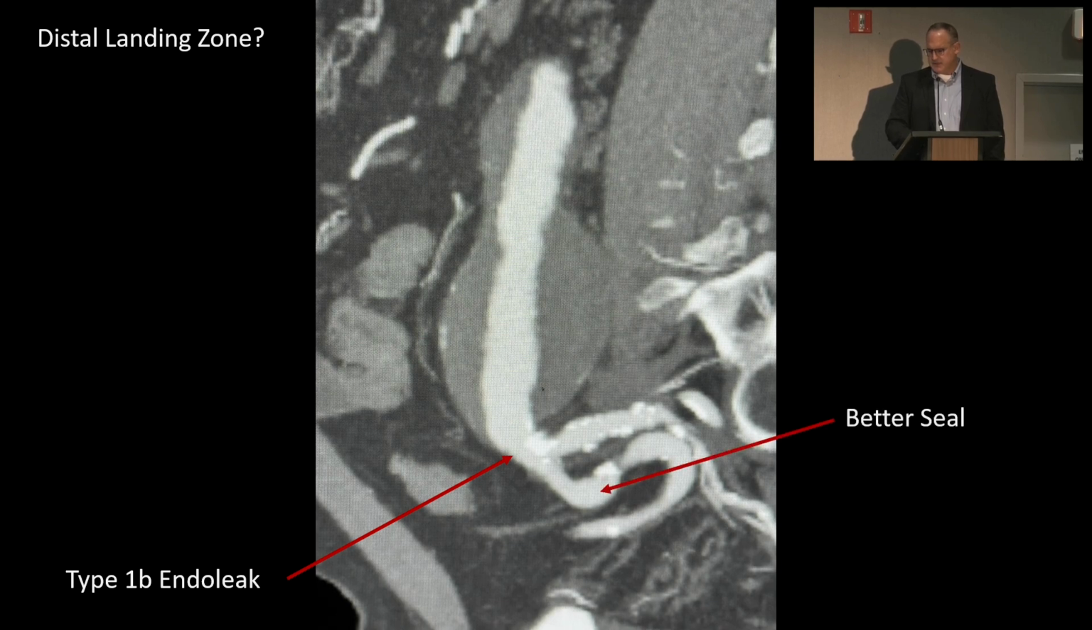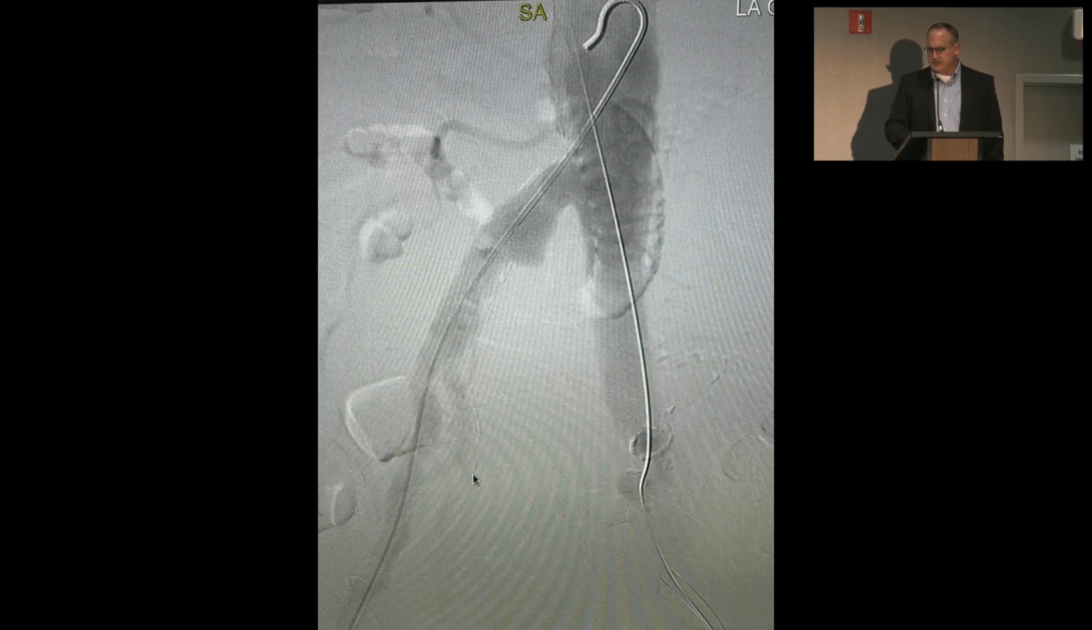You can seal there. However, if you don't do anything about that artery, you're going to wind up with another type 1B endoleak, and that's the internal iliac artery. So if you just cover that, it will leak. So what we wound up doing is putting coils in here and doing a coil embolization, covering that, and then extending down and sealing into the external iliac.